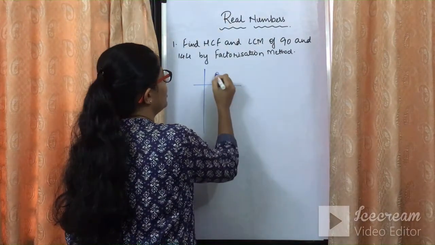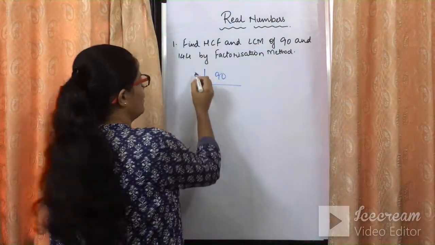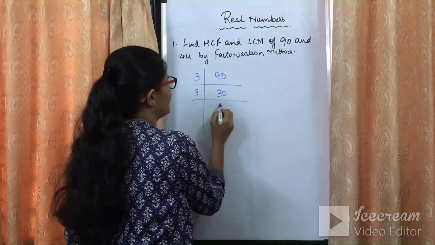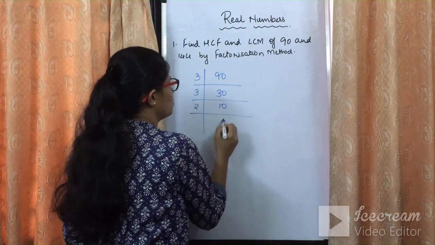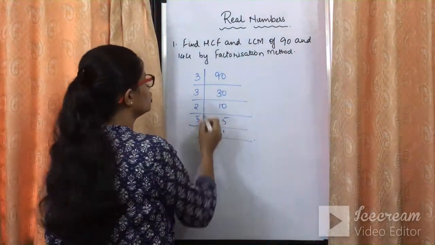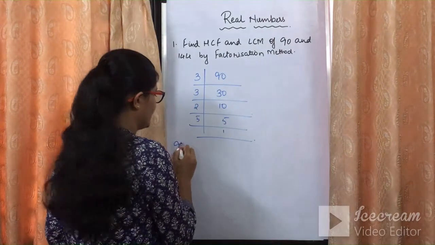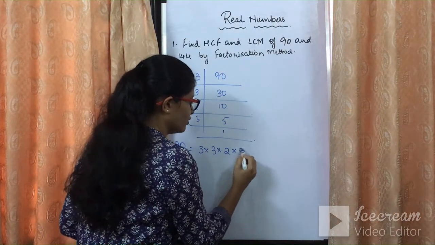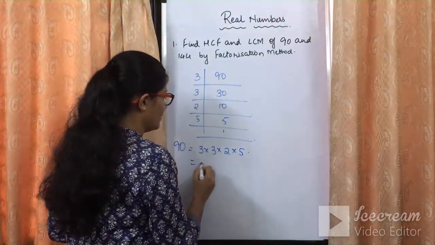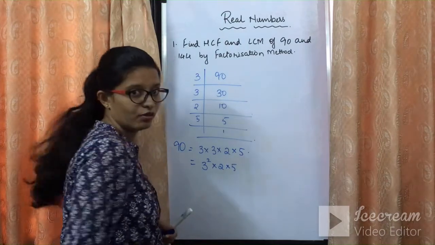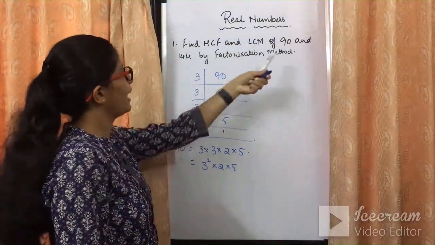क्या करना है हमको 90 को फैक्टराइज करना है. Can we factorize it by 3? It will be 30. Again by 3 it will be 10, 2, 5, 5, 1. Done? So what are the factors for 90? I can write the factors for 90 as 3 into 3 into 2 into 5. So this 3 into 3 can be written as 3 square into 2 into 5. Fine? So these are the factors for 90.